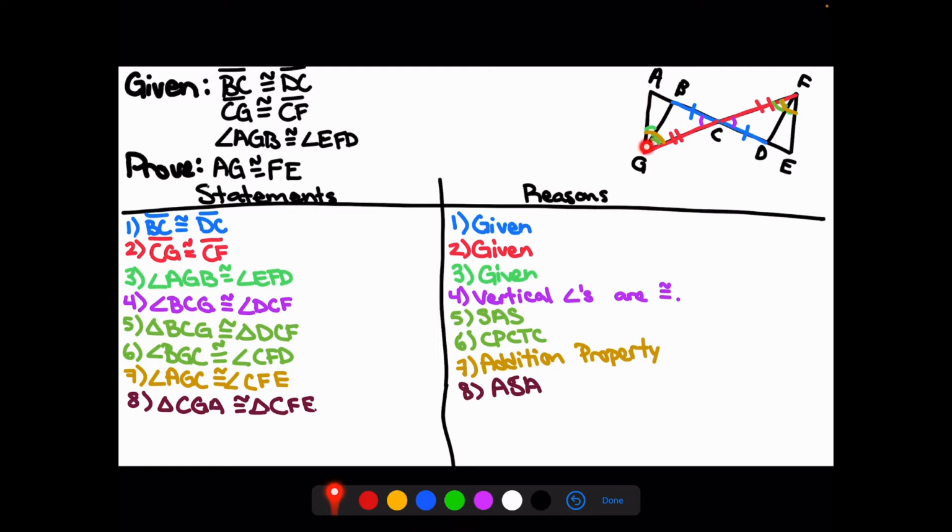Well, now if the larger triangles are congruent, we should be able to say that AG is congruent to FE by CPCTC. Because after triangle congruency, I can say that the corresponding parts of those congruent triangles are congruent.